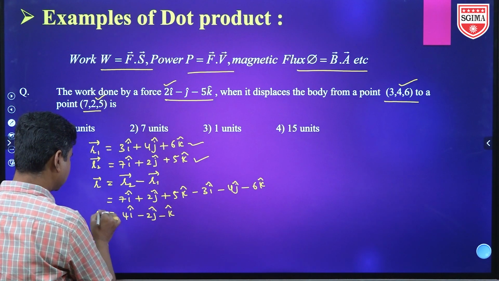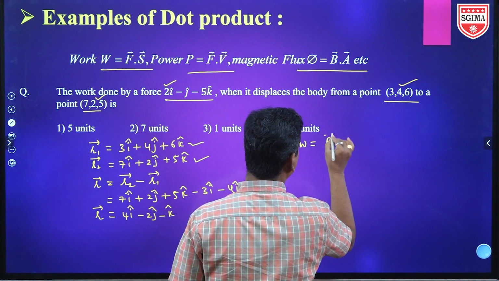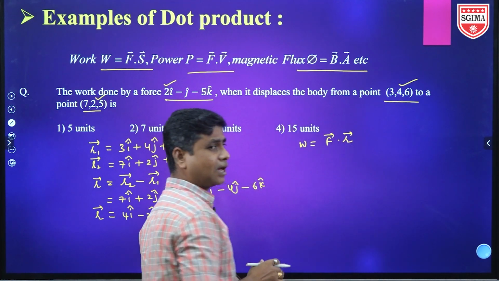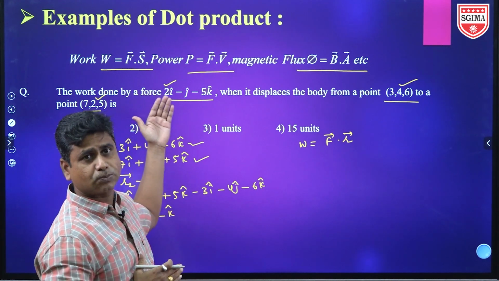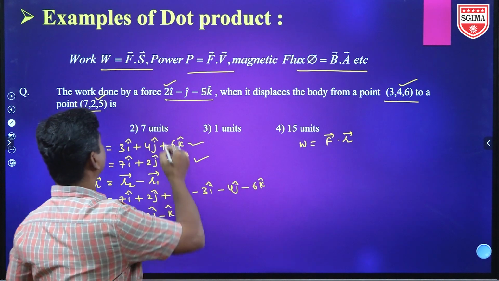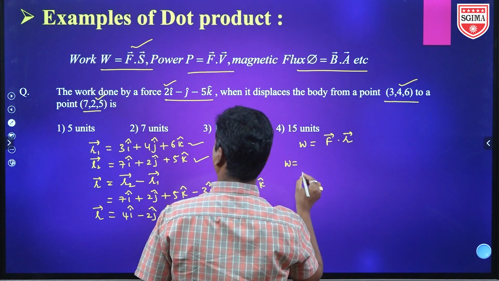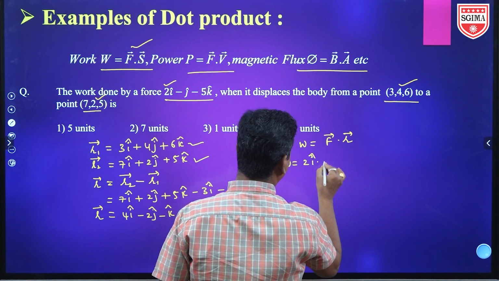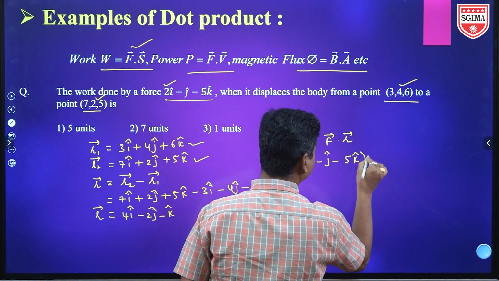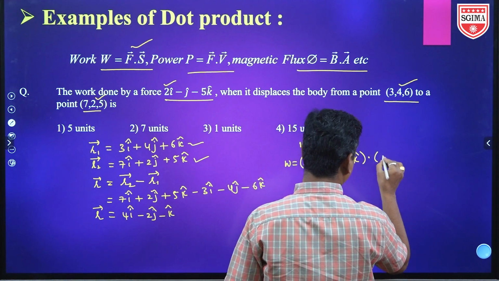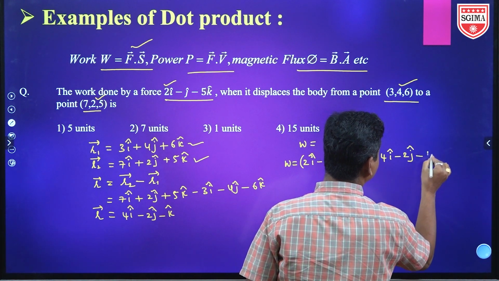It is a position vector, but work is required. So work done equals the dot product of force and displacement, F bar dot R bar, or F bar dot S bar also can be taken. Here displacement is generally denoted with S. So writing F bar dot S bar, otherwise R bar also. Here work equals the dot product of the force vector, 2i cap minus j cap minus 5k cap, dot R bar, equal to 4i cap minus 2j cap minus k cap.